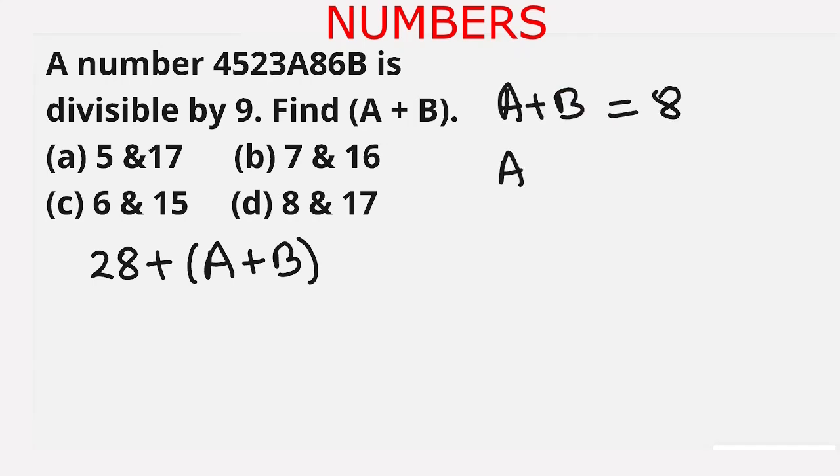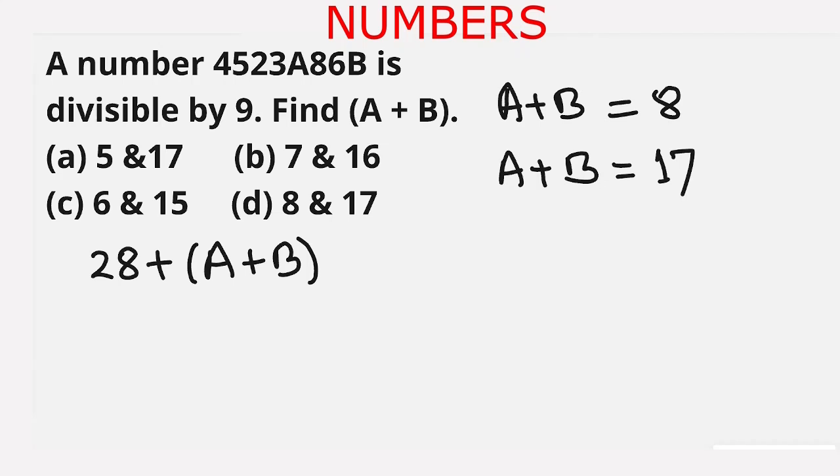And the other value of A plus B, if we add 9 to 8, it becomes 17. So the next value is 17. So there can be two values of A plus B to make the given number divisible by 9, and those values are 8 and 17.